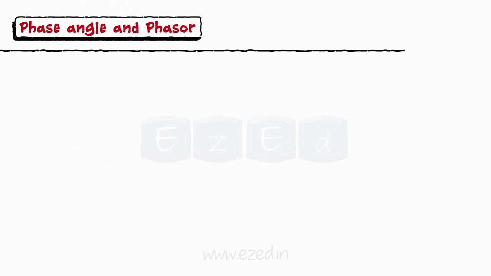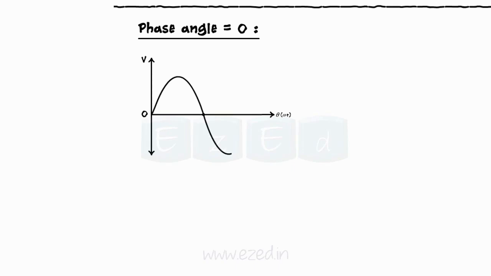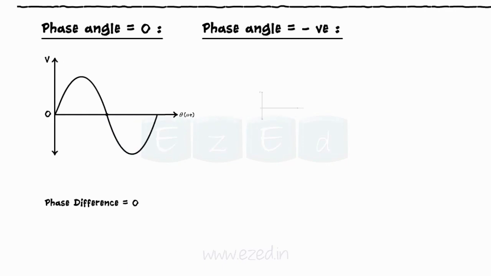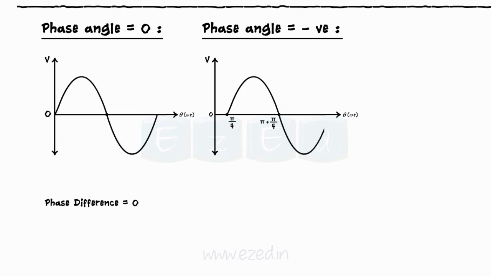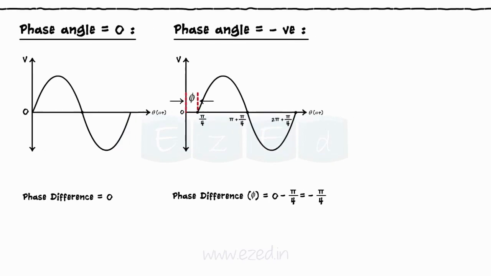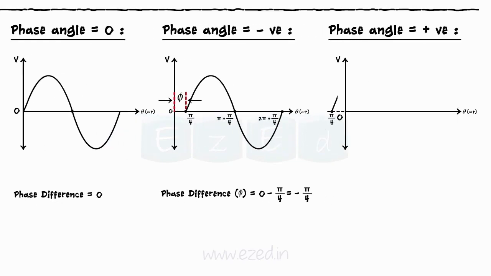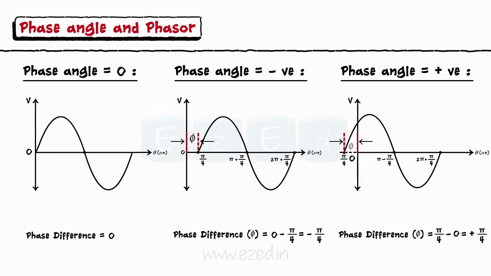Let's see them one by one. In the case where phase angle is 0, the sine wave attains 0 value at the origin only. Thus, the difference between the 2 points is 0. In the second case, we have negative phase angle. When the sine wave attains the 0 value after the reference position, the phase angle, being the difference between two positions, becomes negative. In the last case, we get the positive phase angle as the signal attains the 0 value before the origin, and the difference between the two positions becomes positive.